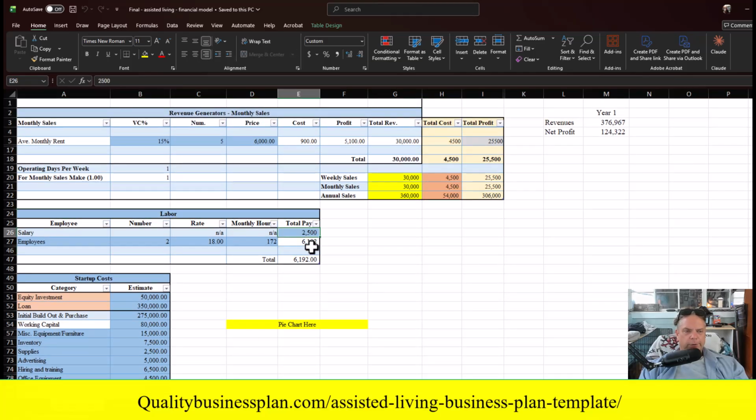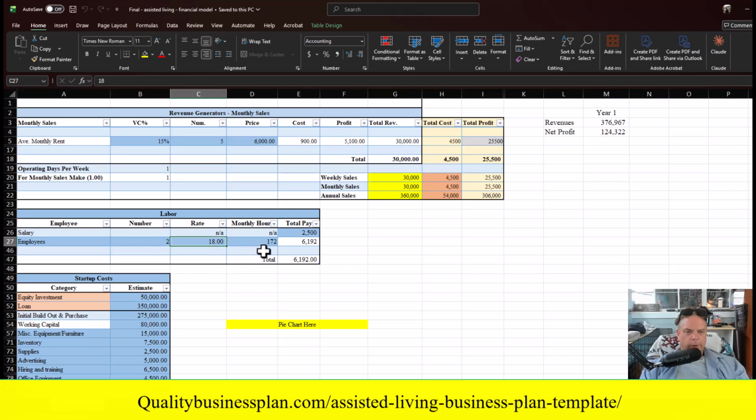This line right here is for the salary, which is always focused on the executive team, the managers, as well as the owner. So whatever you're going to pay your manager team, your executive team, as well as the owner, is going to be right here monthly. Next is going to be employees. However many employees you're going to have working for you monthly, you can put that number there.